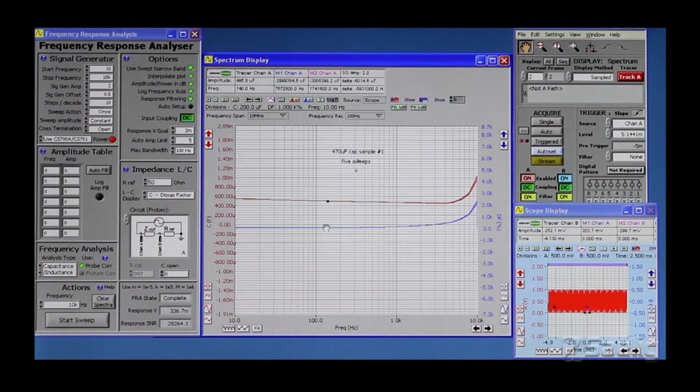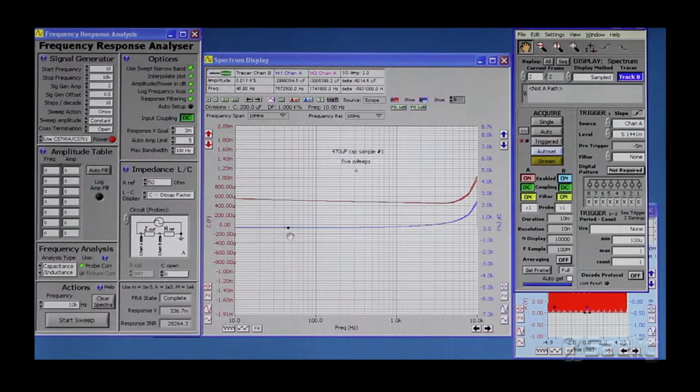Okay, next what we're going to do is look at some aluminum electrolytic capacitors, and we're going to demonstrate how you can use the persistence mode on the spectrum display to build up a family of curves. To begin with, in the center we've got the spectrum display, and we have basically five sweeps of the same capacitor. I wanted to show how repeatable the results are with this system. Right now, the red trace is the capacitance. We've got frequency on the x-axis, 10 hertz up to 10 kilohertz. The blue trace down here is the dissipation factor, the lossiness of the cap. It's a filter cap, so we're interested in how it's performing in the low frequency areas.